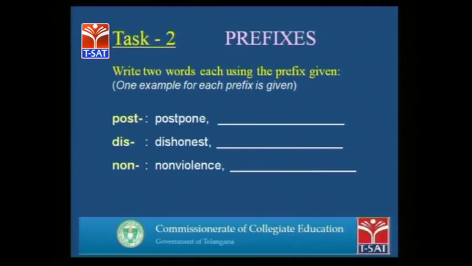For example, post, P-O-S-T, the word postpone is given to you as an example. Dis, D-I-S, that is the prefix, and a word like dishonest. Non, we all know about the great freedom movement that was taken up by Mahatma Gandhiji. Non-violence, and you are supposed to write two more words with the prefix that has already been given to you.